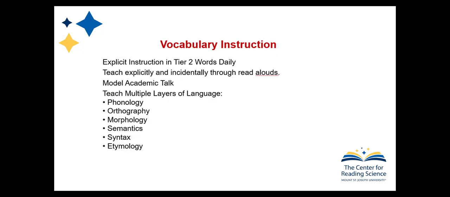Teachers should be providing explicit vocabulary instruction that focuses student attention on the word, including important aspects of the word, such as phonology, orthography, morphology, how the word is used in relation to other words, and grammar structure. Etymology refers to word origin, and this can be an important part of understanding word meaning and spelling as well.